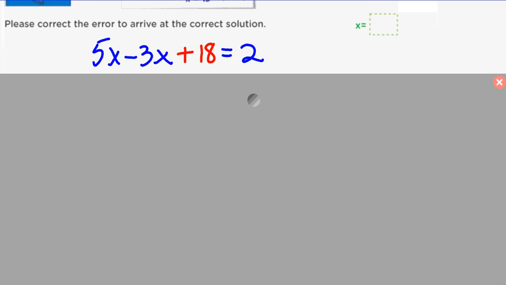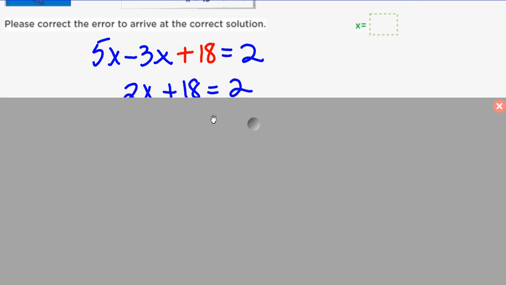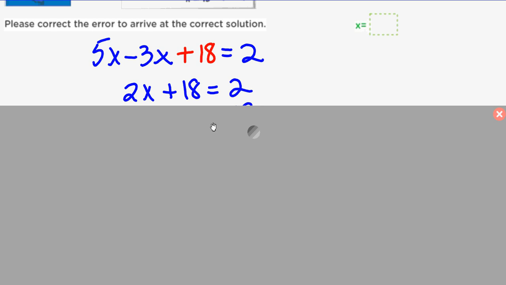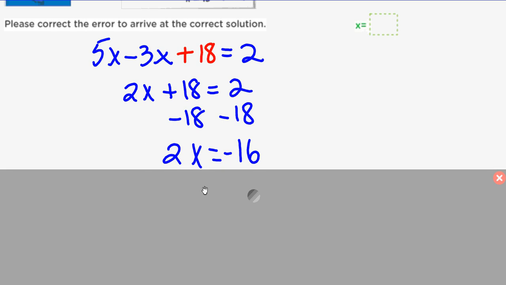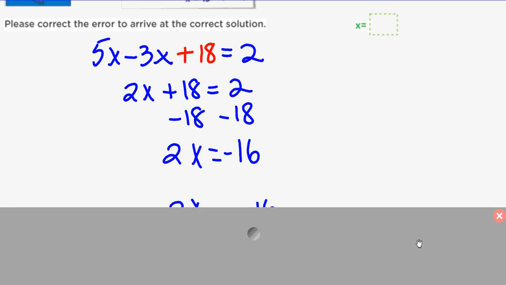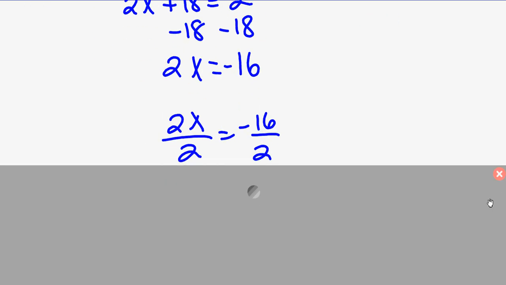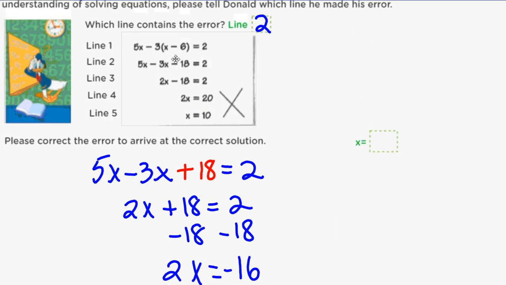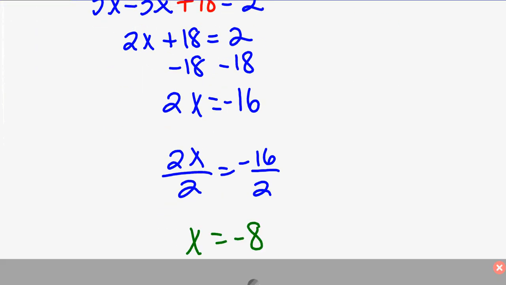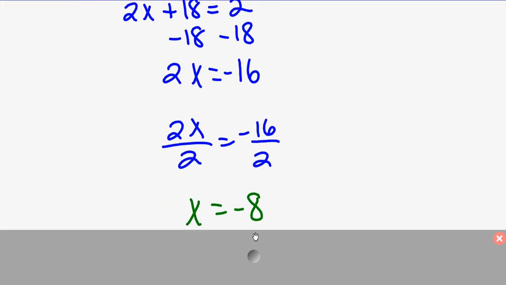Now we've got some simplifying to do on the left-hand side. We're going to combine our like terms. We'll have 2x plus 18 equaling 2. To undo that addition of 18, we're now going to subtract 18 from each side, giving us 2x equals negative 16. Here we'll divide each side by 2, and our final result for x should be negative 8. And again, graphically, if you want to check your solution here, you can go back to the original equation and put the left side into the y1, the right side into y2, and see where they meet. The x value of that coordinate would be negative 8.